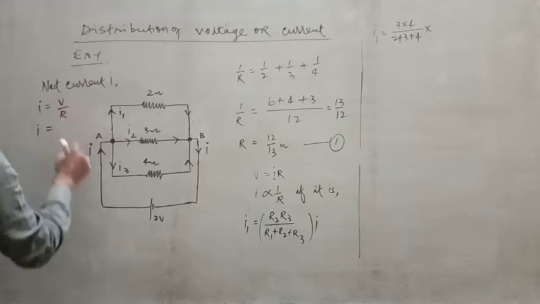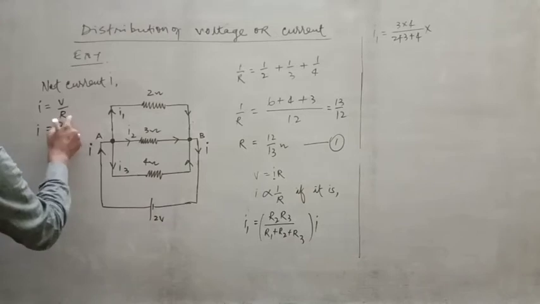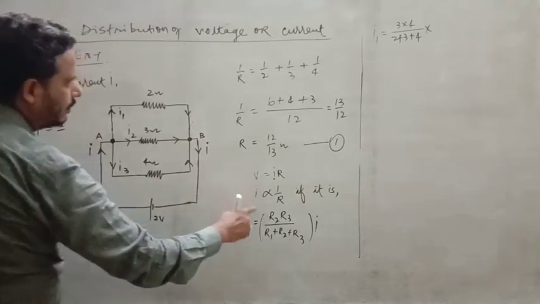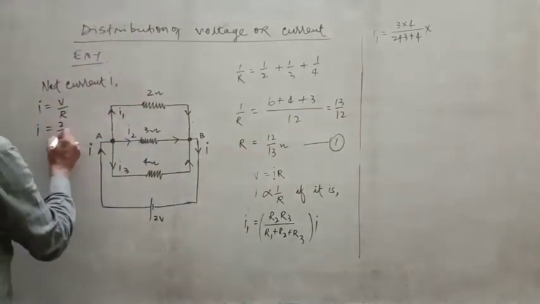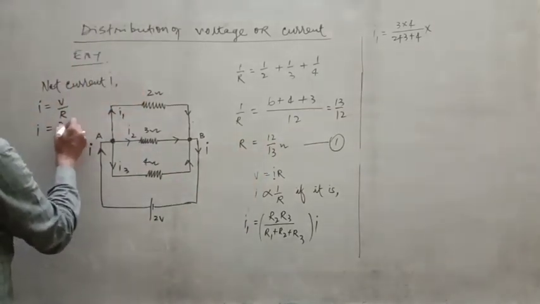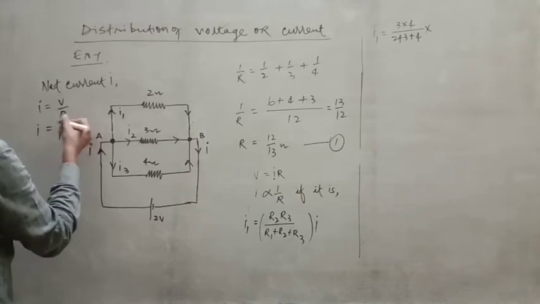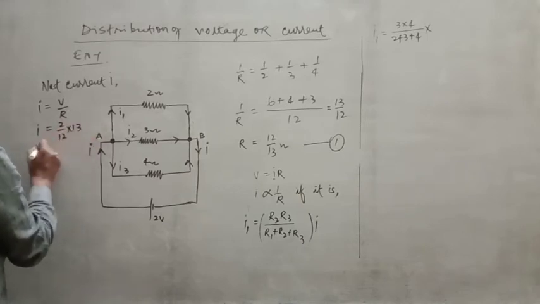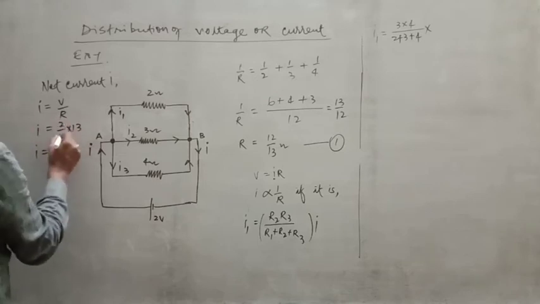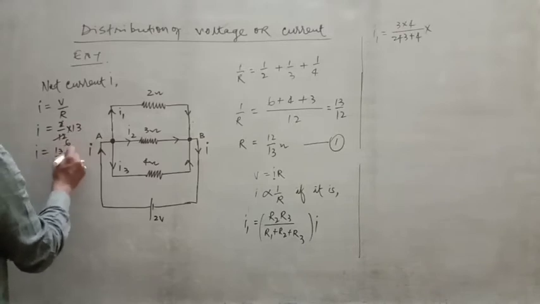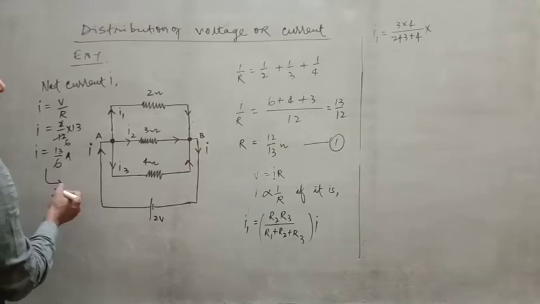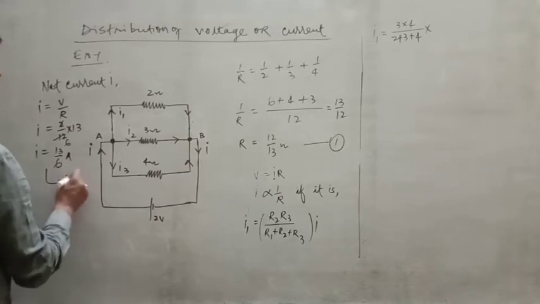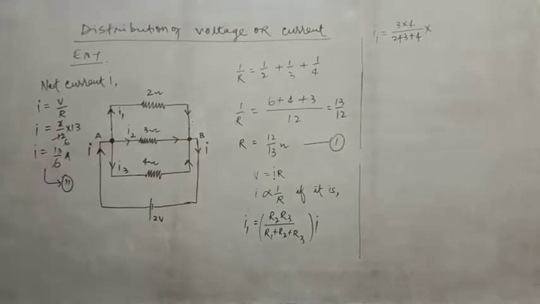The net potential is 2, and the net resistance from the previous equation is 12 by 13. The denominator goes to the numerator, so I will be 13 by 6 after cancelling. So 13 by 6 ampere, call it equation 2. From the second equation you have calculated your net current.